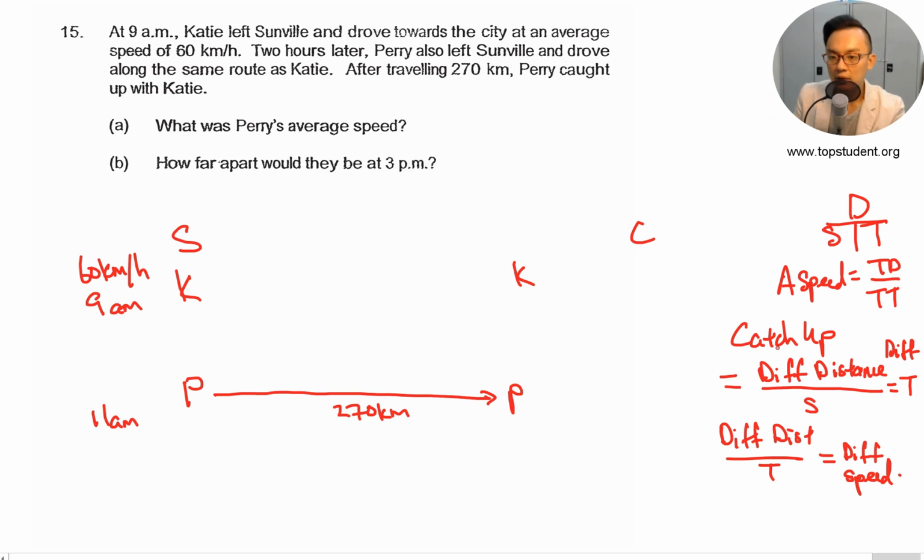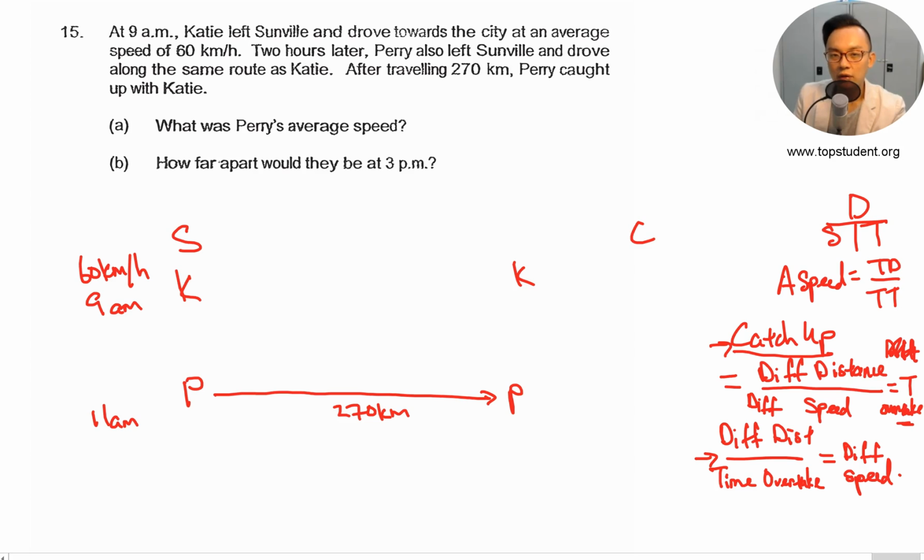So let me just confirm again. If you are doing a catch-up question, which is in the same direction, they're catching up, the difference in the distance divided by the time to overtake will equal your difference in speed. And if you want to find the time, you need the difference in your distance divided by the difference in your speed, which equals your time to overtake. Okay, so time to overtake.